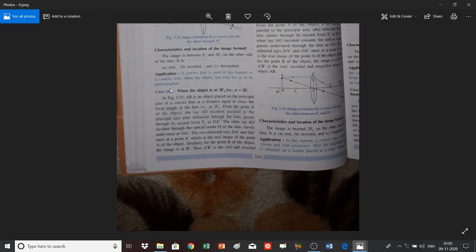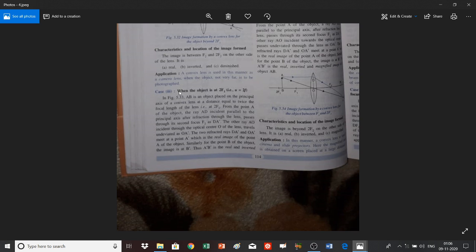So you know that in case when you use a camera, the focal length of the camera is not very large. In that case, if an object is placed at a far distance but not infinite, and this distance is obviously higher than twice the focal length, then you can photograph any object.